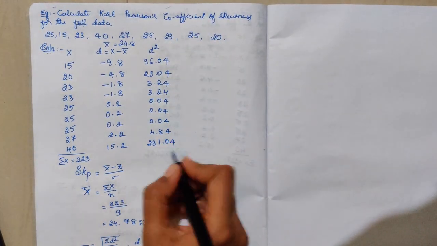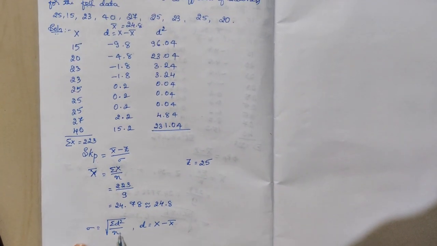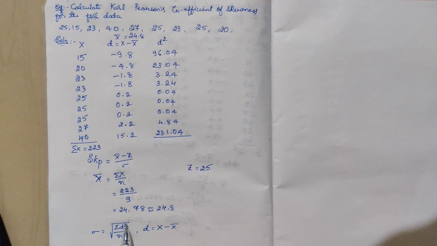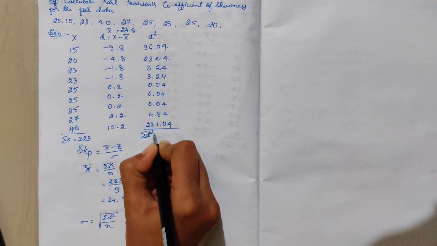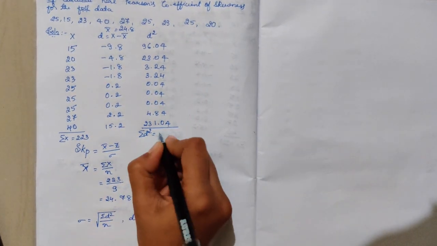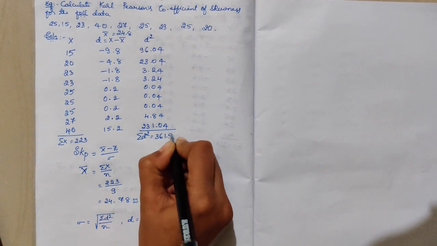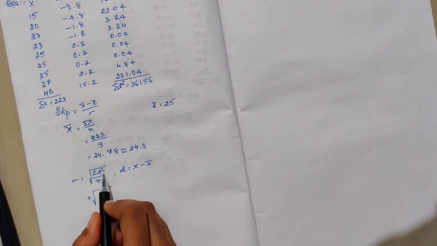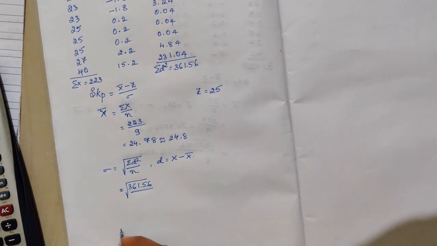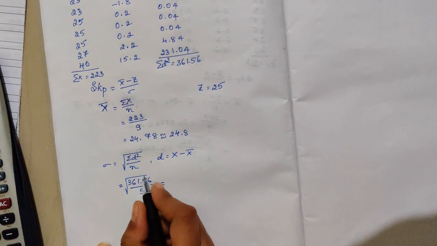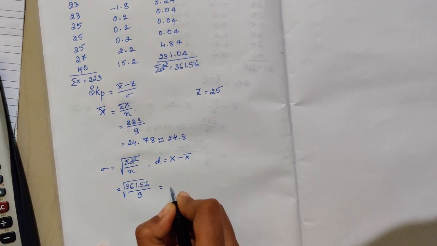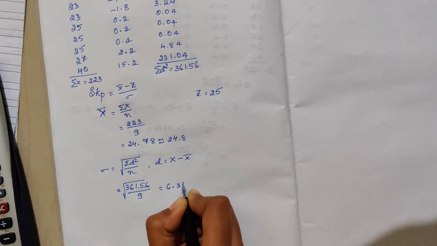Now we have to add here to find the sigma value. The formula is summation d square. Summation is nothing but we have to add all the d square values. If we add all the d square values, we will get 361.56. Now we have to substitute the value here, that is square root of summation d square divided by n, which is 361.56 divided by 9. N is nothing but the number of data, that is 9. If we divide and take the square root, we will get the answer as 6.3382.